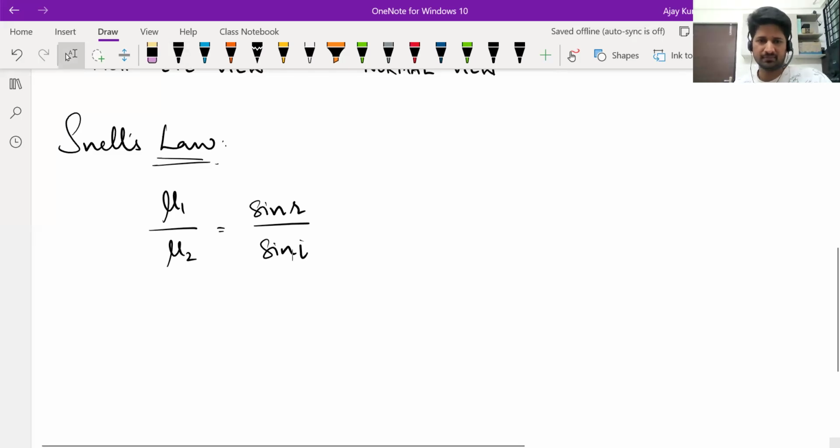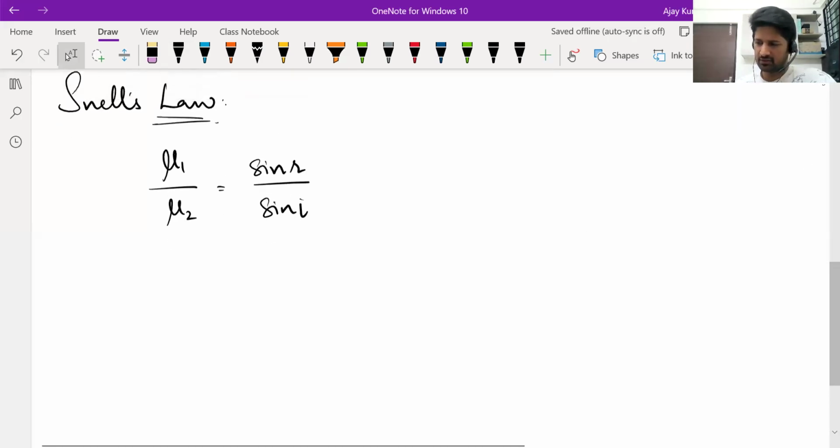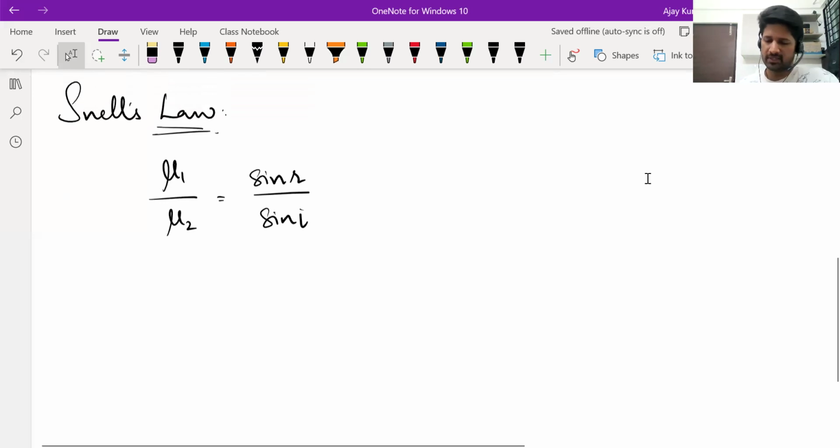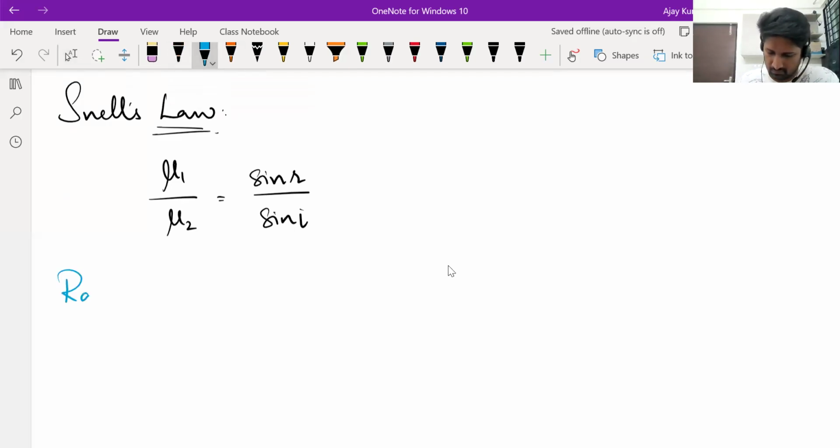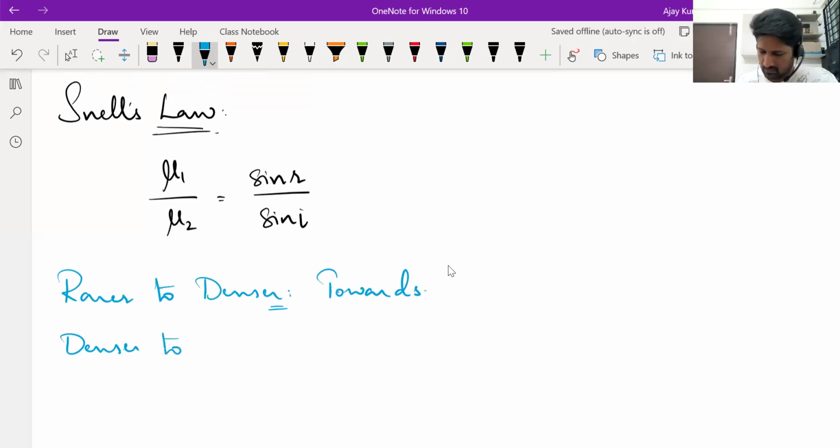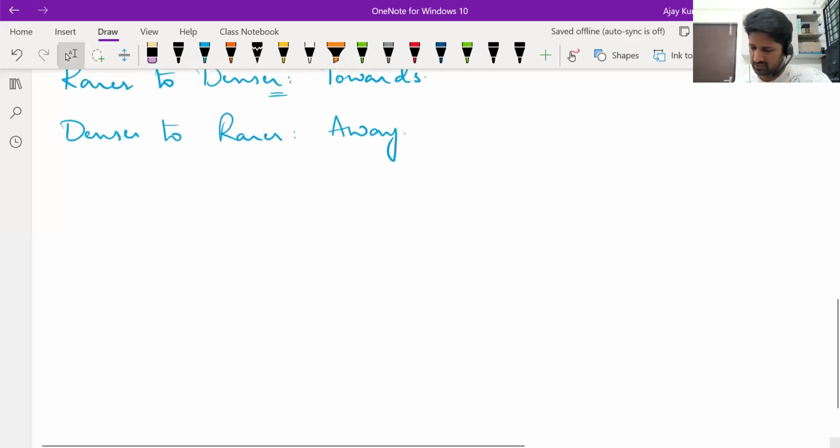Fine. Generally, when light enters from a rarer medium to a denser medium, how does light bend? Rarer to denser. Towards the normal. And in reverse, if it goes from denser to rarer, the light ray bends away from the normal. Correct. So consider something like this.